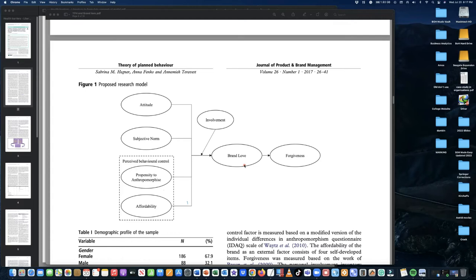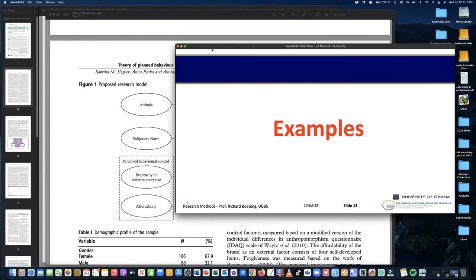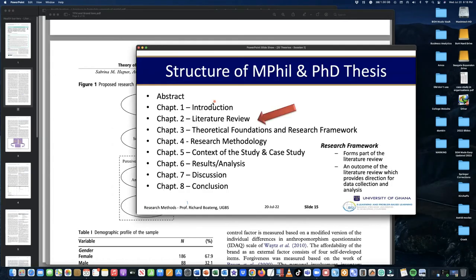Okay. Very good. Prof, this author is calling their figure one a proposed research model. Is it because they didn't know the difference between theoretical model and conceptual model? No. It's the same thing. A proposed research model means a conceptual model, a conceptualization. A proposed research model is what you are proposing that you use.